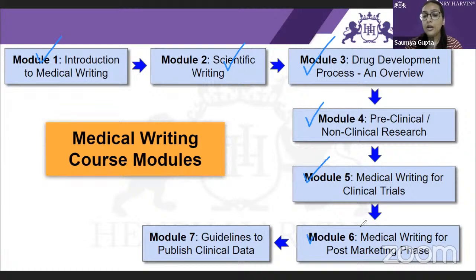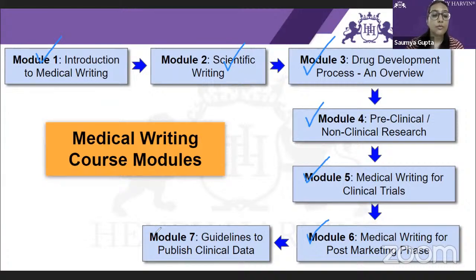Then module number 6, we will discuss the aggregate reports and post-marketing documents, like once the drug is released in the market, what type of documentation is done. So CTD module, CTD dossier is included, aggregate reports, PSUR, DSUR included, clinical evaluation report, which is written for medical devices, that is included, along with the guidelines which are followed, and of course, examples.